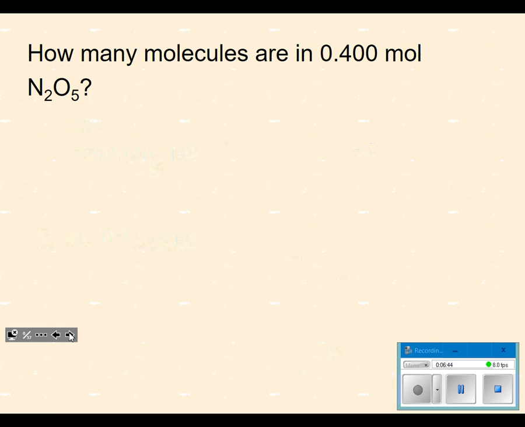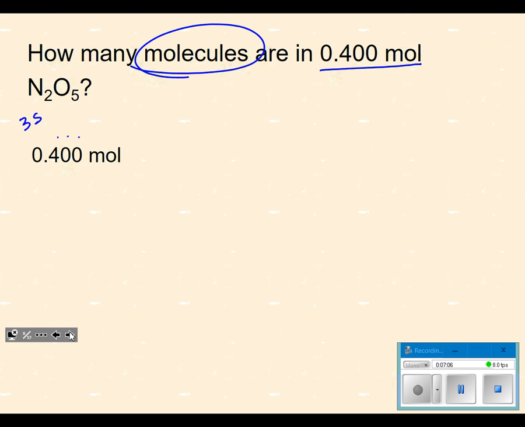All right. Our next one, how many molecules are in 0.400 moles of N2O5? So we start off with these moles and we're going to molecules, which are representative particles. So thinking back to our little conversion factor cards, we're going to set this up and we have a mole that we're starting with. Also, we have 1, 2, 3 significant digits, so that'll be important for later on.